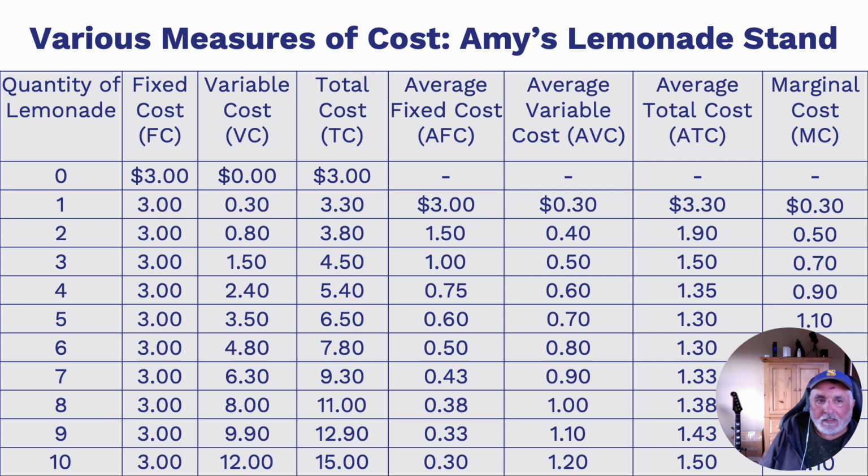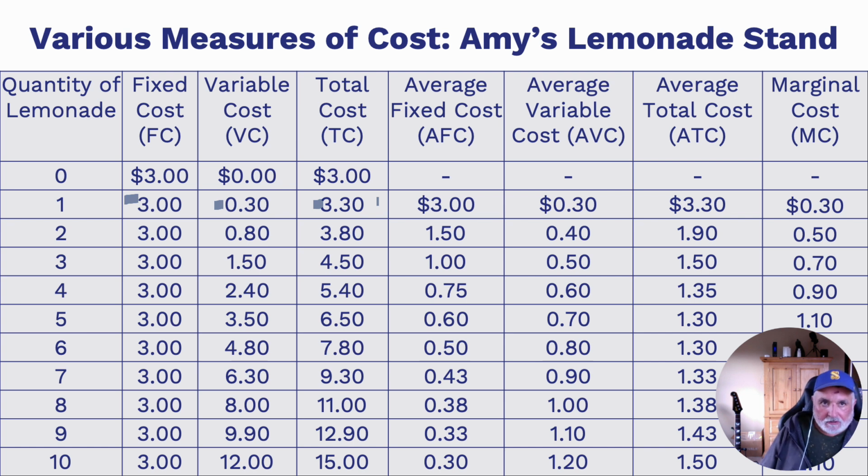All right, so day 0. Lemonade now. We have a fixed cost of $3, and that's the rental of the kiosk or something. There's no variable cost. The total cost is 3. We'll get into these in just a second. All right, so day 1, the fixed cost is 3 here. We have a variable cost of 30 cents. We have a total cost of $3.30, which is this plus this equals this.